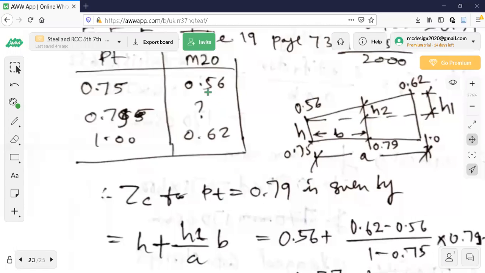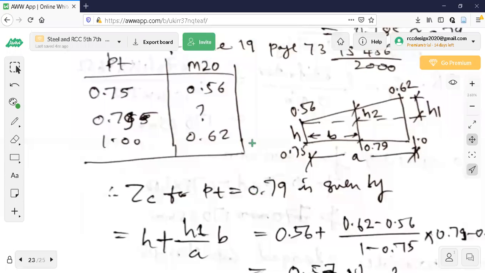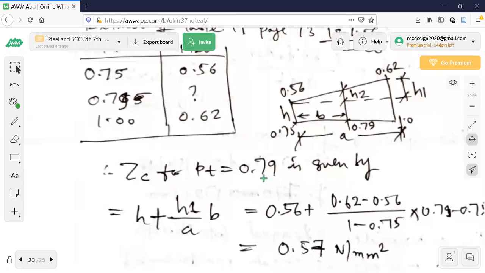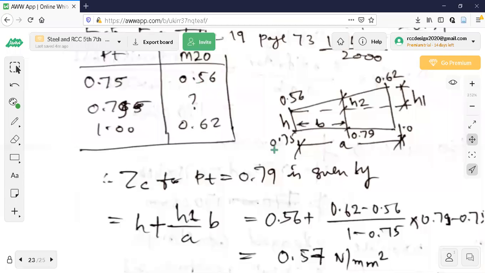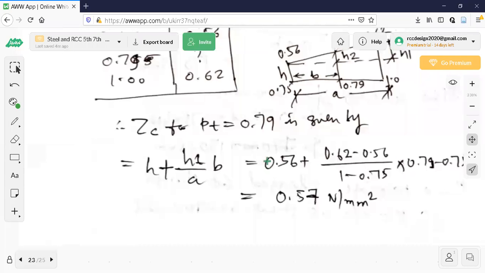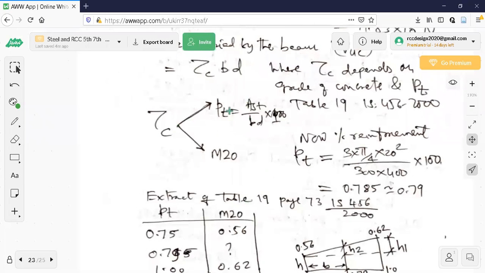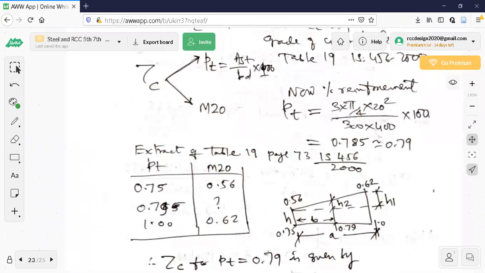It is in between these two numbers. The value of tau c is between 0.56 and 0.62 because PT comes in between 0.75 and 1. That is why the value should be in between this. That is a check actually. Once you interpolate and find the value of tau c, you check in this table. It should be between these two. That is important. So now 0.57 we got. I can find out tau c into BD. Now observe here. Tau c into BD.